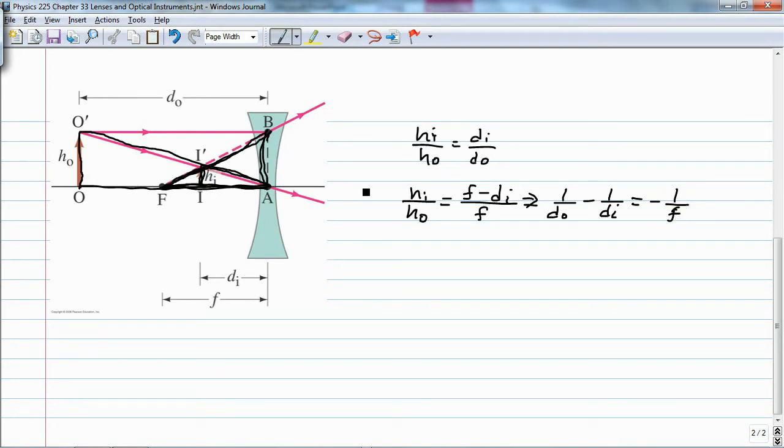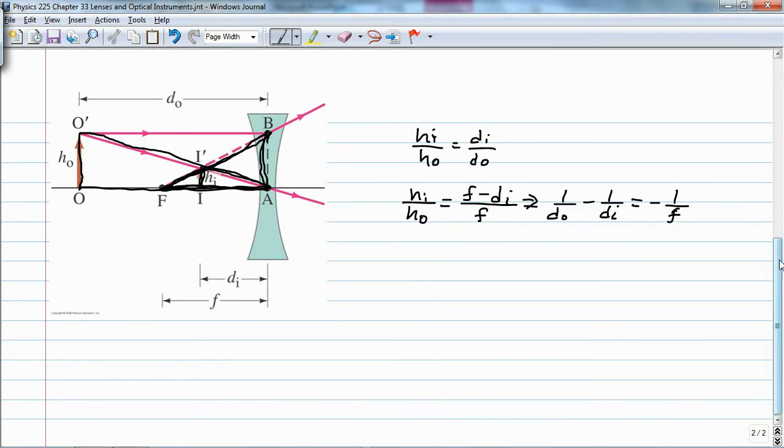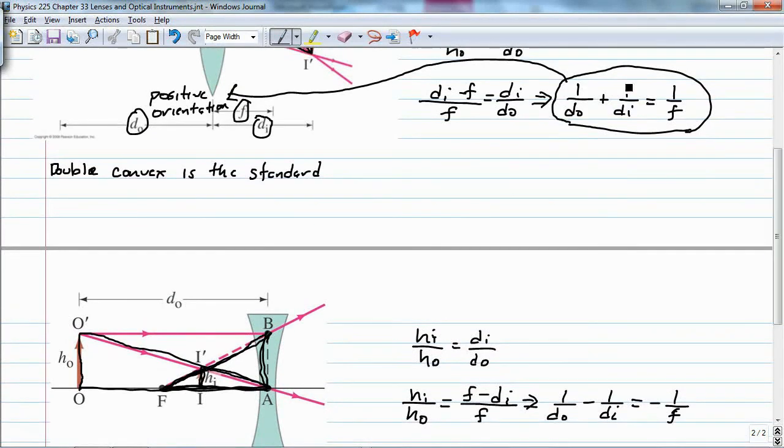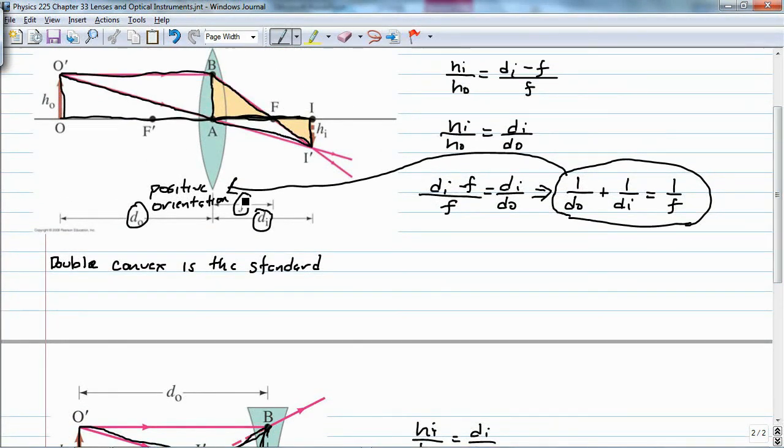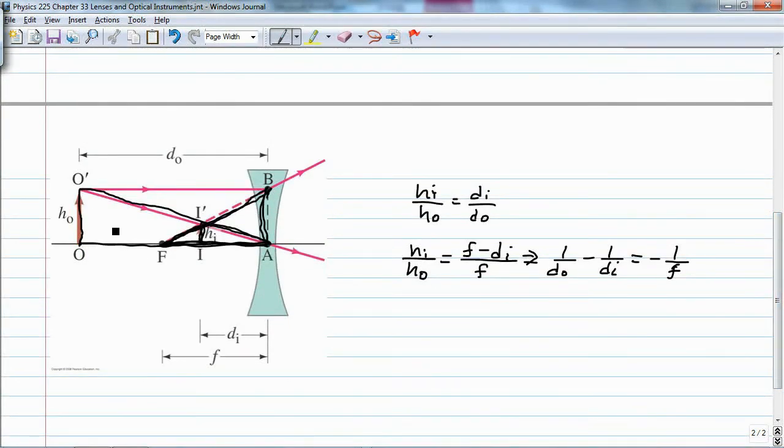Now here's the interesting part that helps us to really see we only need one equation here. With the double convex, my image distance and my focal length are positive on the right-hand side of the lens. But when I look at the double concave, the focal point and the image are on the left side, in a sense, in the negative position. So here, notice that DI is negative, your focus is negative. So this is just the same thing as saying 1 over DO plus 1 over negative DI, our image distance, is equal to 1 over our negative focus.